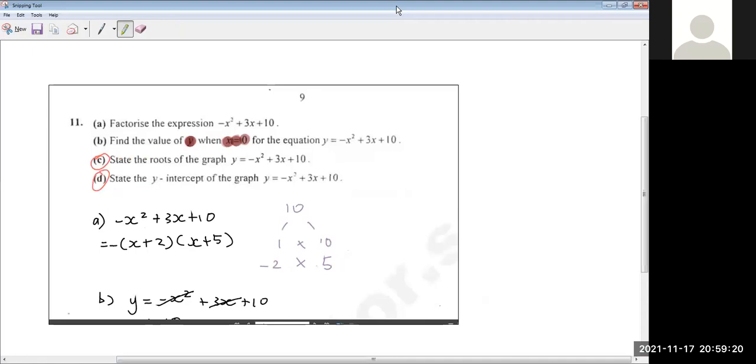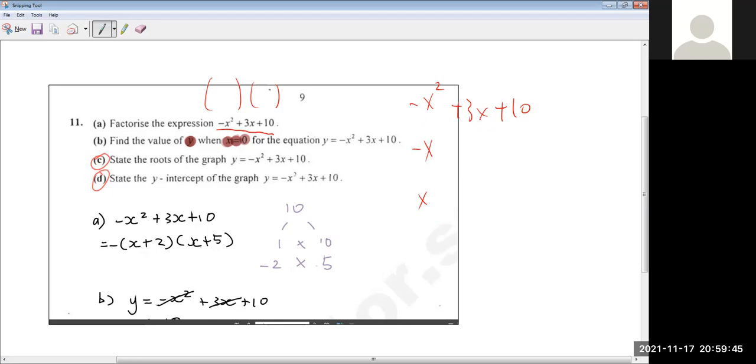Okay, so in fact, for part A, you need to factorize. How do you factorize? This is a quadratic equation with 3 terms. You need to factorize, which means you want to get into this format. So how do you get into this format? Ask yourself, how do you get minus x squared? Minus x times x. That's how you get minus x squared. There is only one combination.